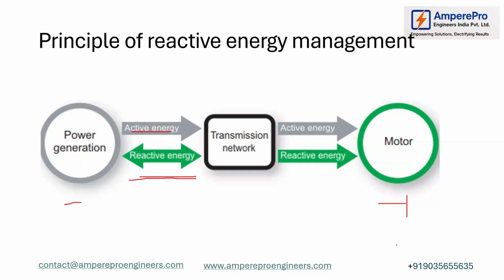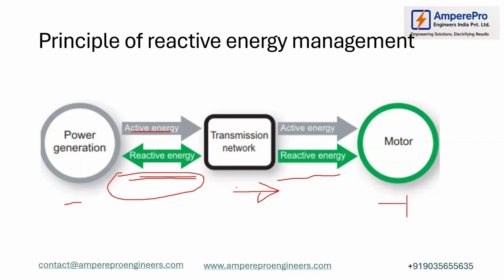Whereas at the motor, on the end user side, there is no equipment which produces reactive power, but these equipments need reactive power. Where will they get it from? It has to come from the network only. So here there is a possibility of reactive power going back and forth, but on the distribution side it will only draw reactive power from the transmission network.